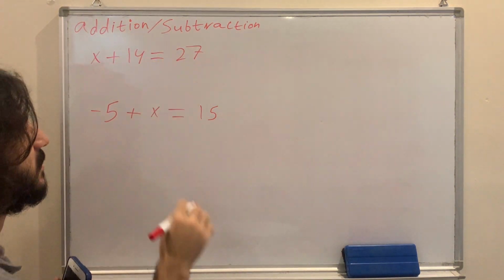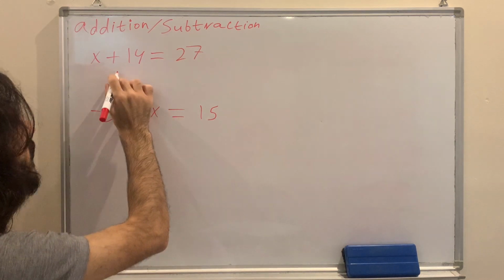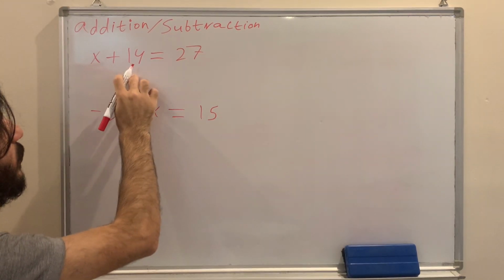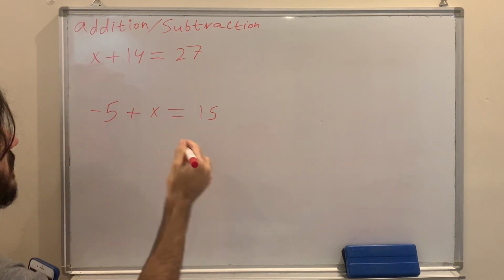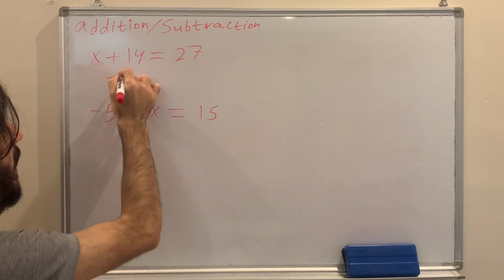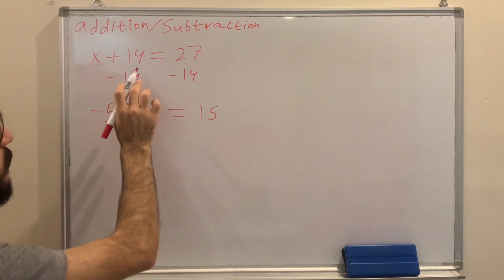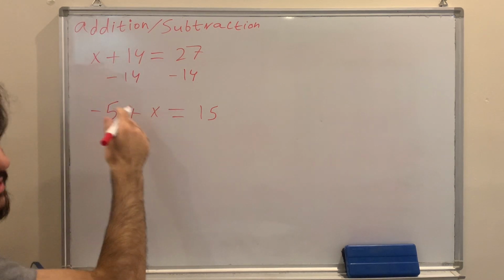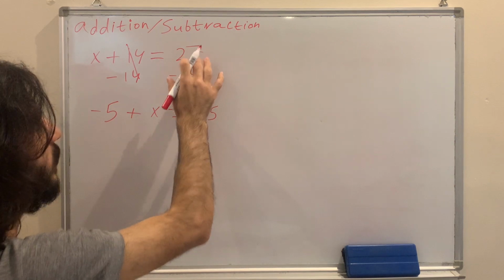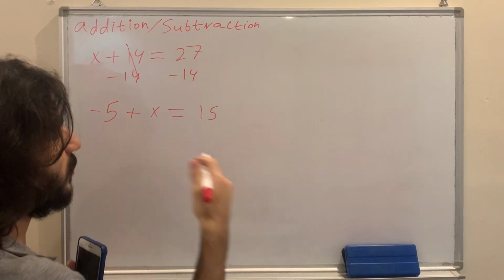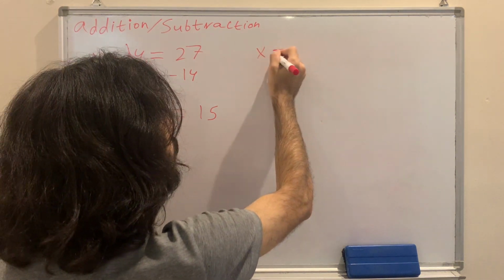Starting off with addition and subtraction. This is the simplest one we have here, and basically here we have x plus 14 equals 27. We need to isolate x. How do we do that? We do it by minusing 14 on both sides. When we minus 14, we're basically doing 14 minus 14, which is 0. So these cancel out, and you get left with 27 minus 14. 27 minus 14 is 13. So we have x equals 13.